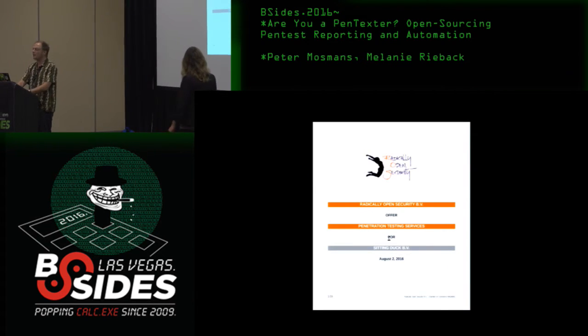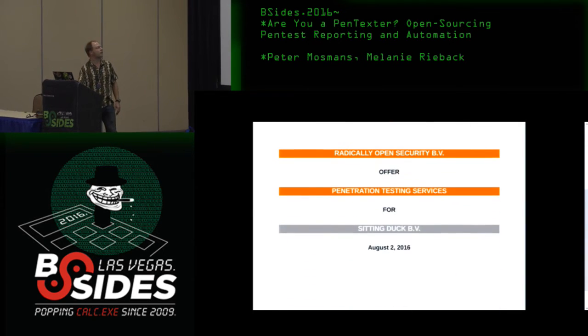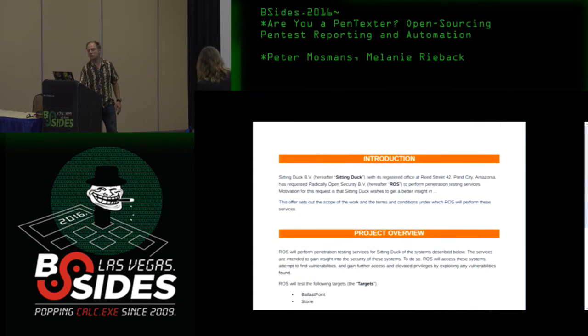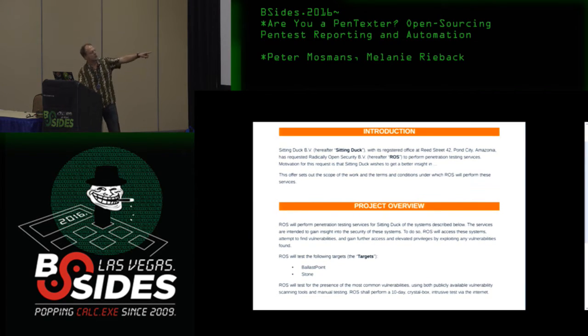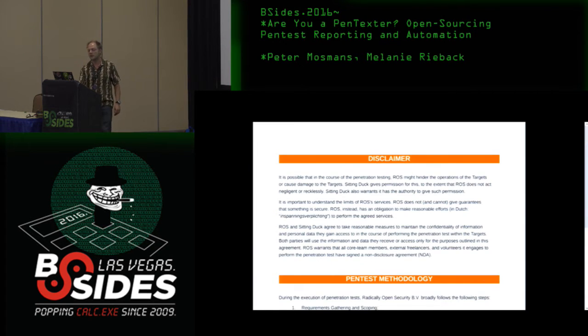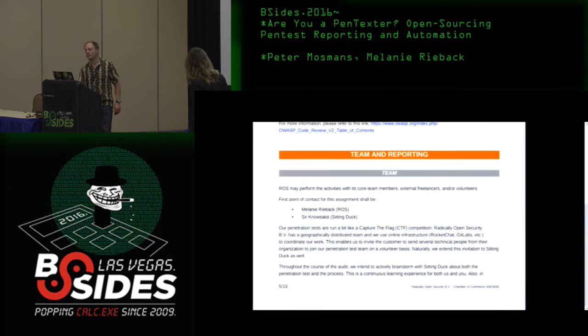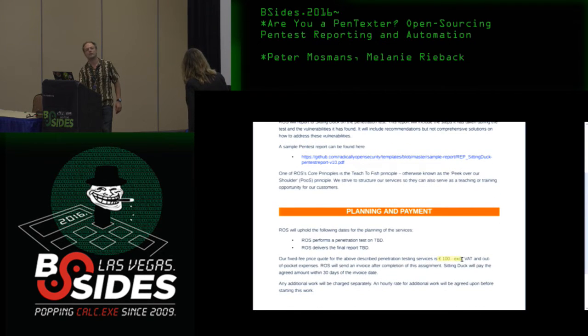I'm now opening the PDF file that was just generated, and as you can see, this is the PDF file, freshly minted, with default data. I'll scroll down a little bit. And as you can see here, here are the two targets that I just edited in the source file, ballast point and stone. Right here at the bottom, you can see the duration of the pen test that I edited, 10 days, and rather important, somewhere in the quote, here you are, is the amount of 100 euros that we're going to charge the customer.